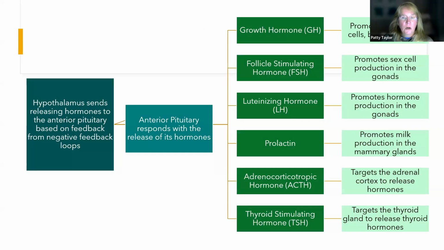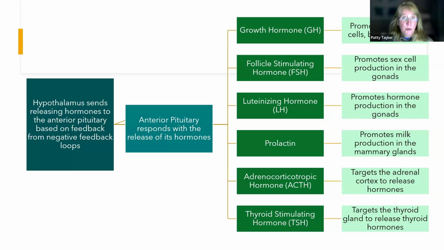So here's a list of all the hormones created and released by the anterior pituitary. So we've got 6. There are others. We're just covering these 6. We'll start with growth hormone, which promotes the growth of cells and tissues. It makes those cells grow during interphase. It also promotes mitosis. We're going to see the effects of growth hormone in places like muscles and bones and the liver.